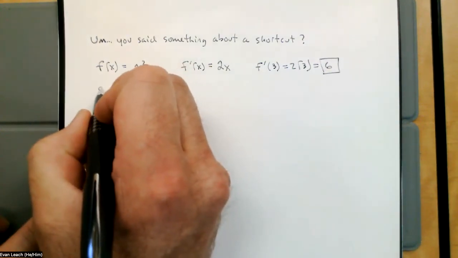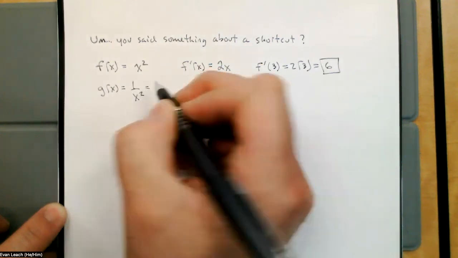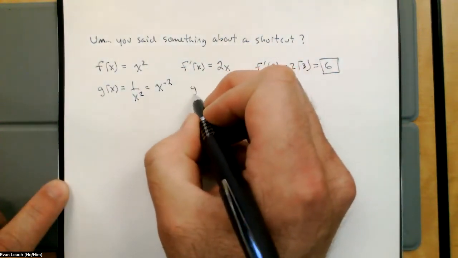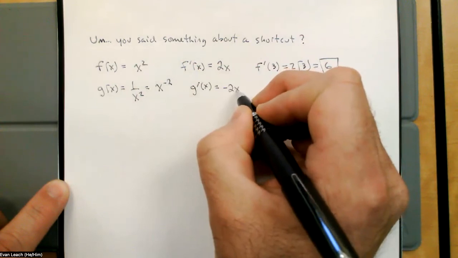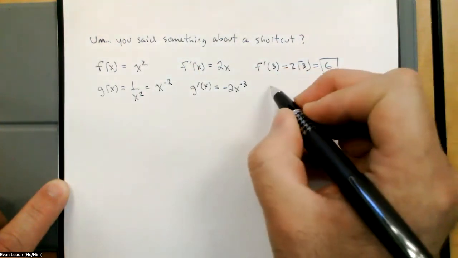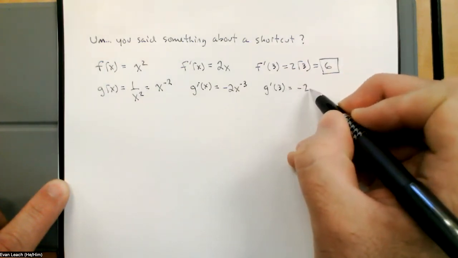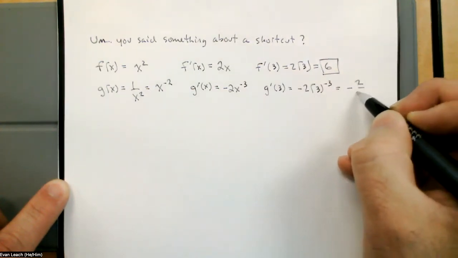When g of x was 1 over x squared, we read this a little differently. I read that as x to the minus 2. I've heard people don't like fractions. So let's get rid of fractions and just do negative exponents. So g prime of x is negative 2 x to the negative 3. So g prime of 3 will be negative 2 times 3 to the negative 3. That's our previously discovered 2 over 27.